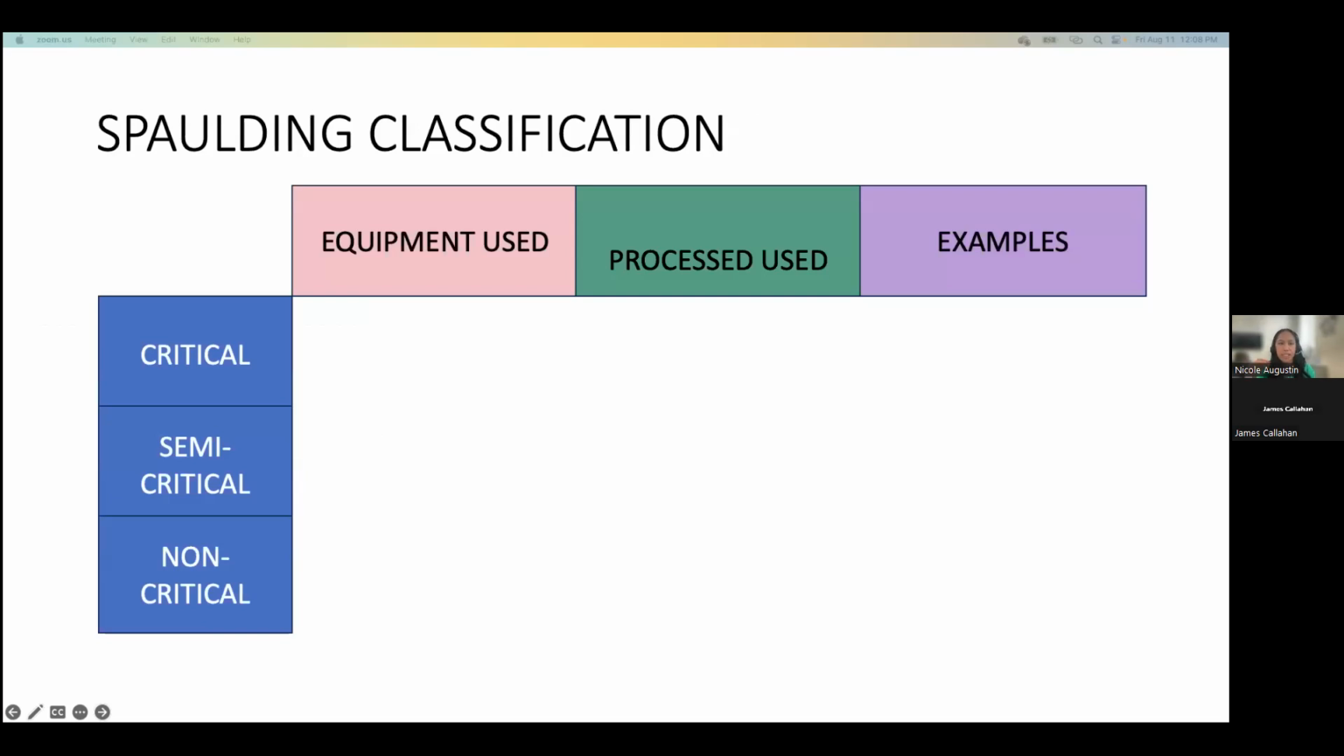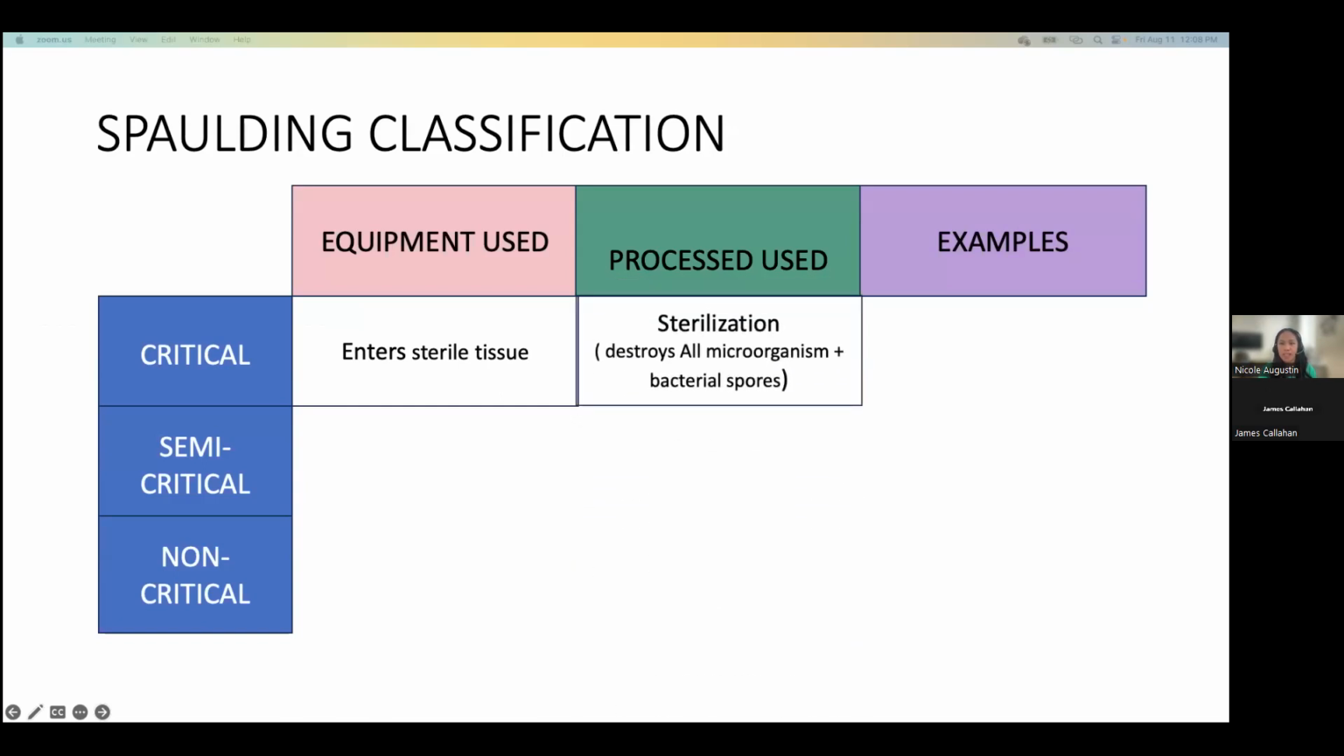So let's get to the Spalding classification. Critical. Critical items are equipment that enters sterile tissue, and the process that you want to use is sterilization. Sterilization destroys all microorganisms and bacterial spores. Examples would include surgical instruments, urinary catheters, and implants. Critical items you want to be free of any microorganisms and spores, because when they enter sterile tissue, bone, or your vascular system, you want to prevent the introduction of microorganisms that can cause infections or disease.